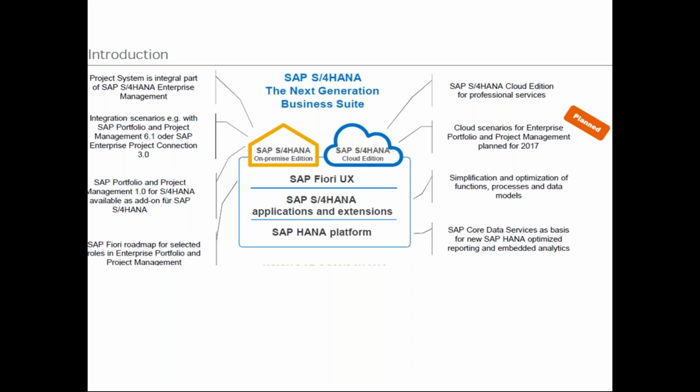Along with PS there are other modules called PPM, portfolio project management, and CPM, commercial project management. Then we have one integration module between third parties, that is EPC, enterprise portfolio connectors. And there is another module called IM. Based on the combination of all these modules, we call this the EPPM model, enterprise portfolio and project management. Earlier it was a part of PLM in ECC, now it is a part of EPPM.